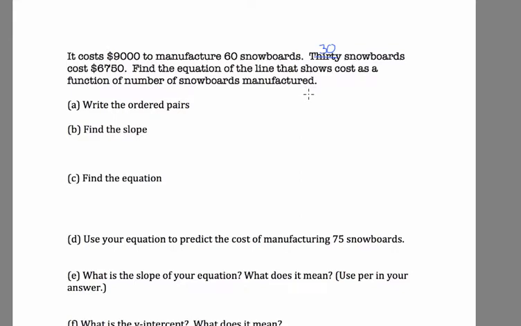Okay, that last line, let's interpret that a little bit. What I need to know out of that sentence is what's going to be my x and what's going to be my y. Since it says shows cost, that means it's going to be the cost equals. So if I have my y equals mx plus b, it's going to show the cost as a function of the number of snowboards. So this right here is going to be our number of snowboards.